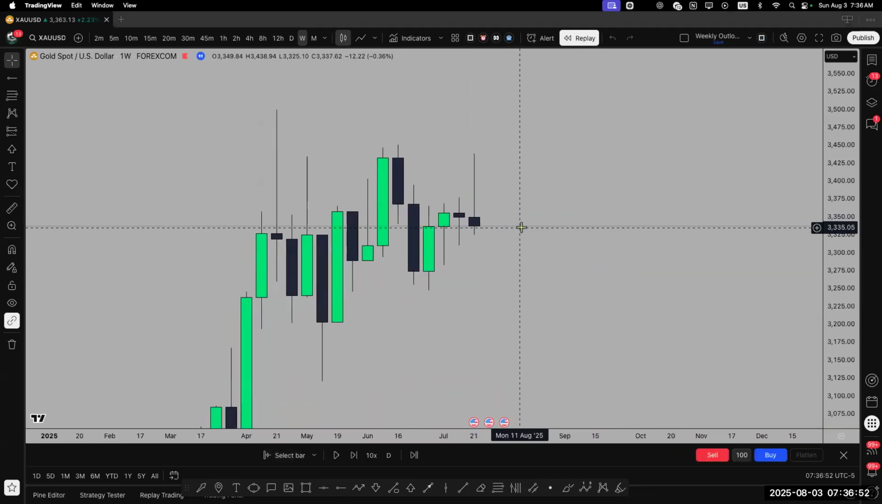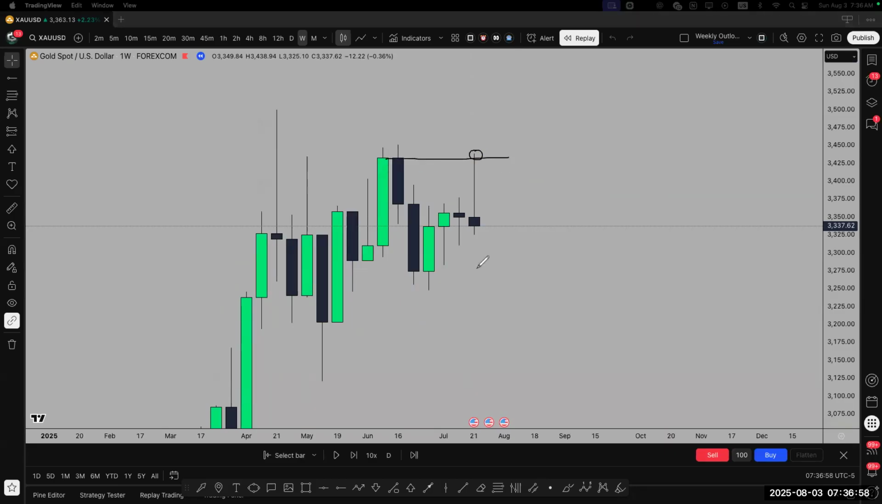When we were here last week, this wick came to this open. The next resistance was this open here. And because we had these little wicks, price could get there a little bit easier.